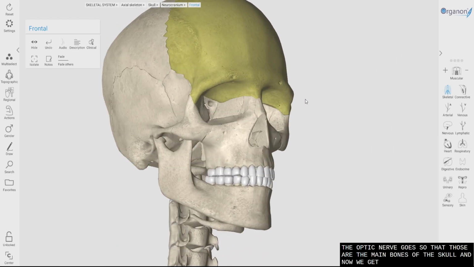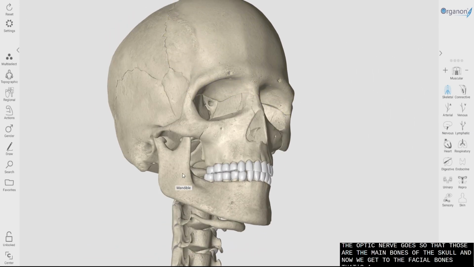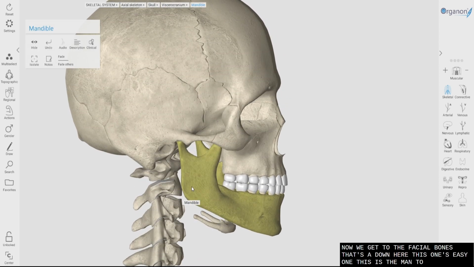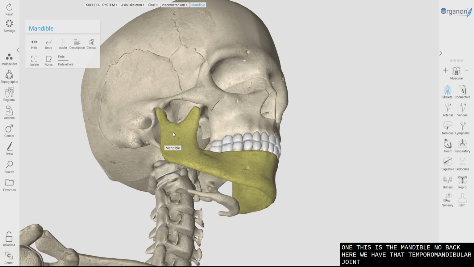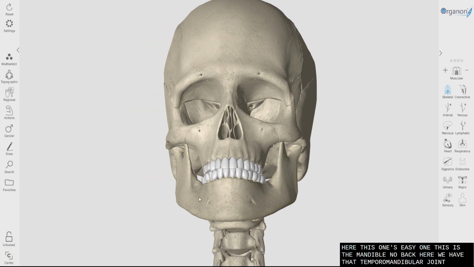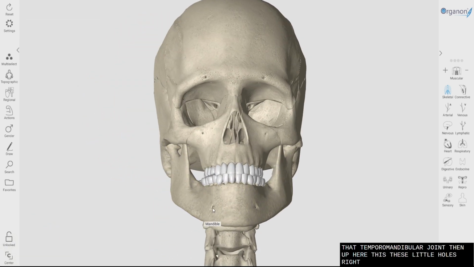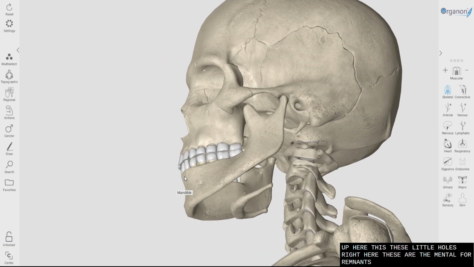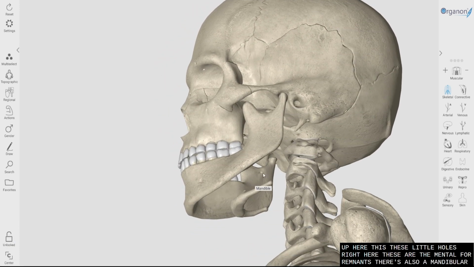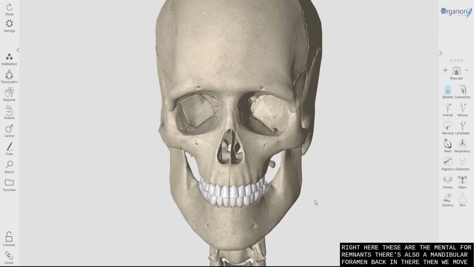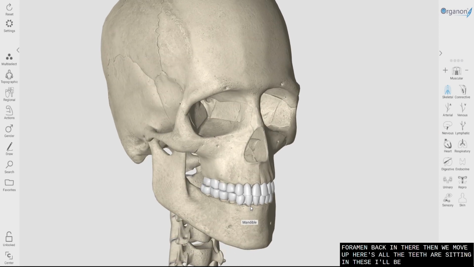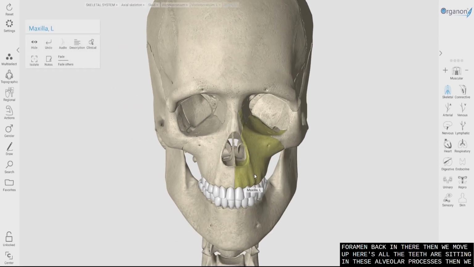And now we get to the facial bones. So down here, this one's the easy one. This is the mandible. Back here we have that temporomandibular joint. Then up here, these little holes right here, these are the mental foramens. There is also a mandibular foramen back in there. Then we move up here, so all the teeth are sitting in these alveolar processes. Then we move up here to the maxilla.